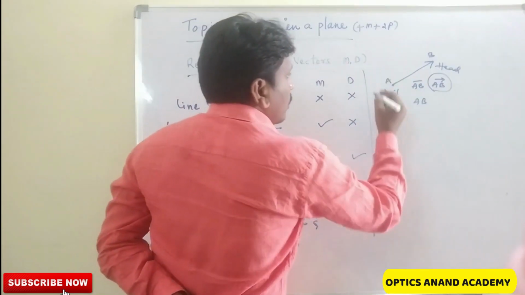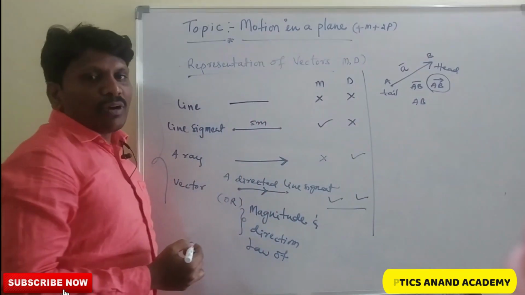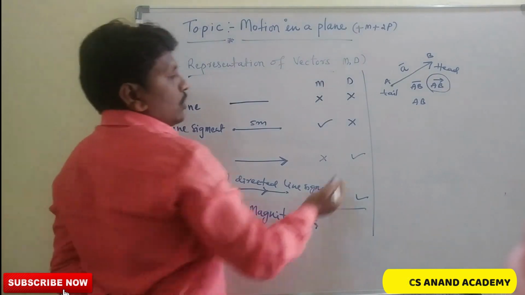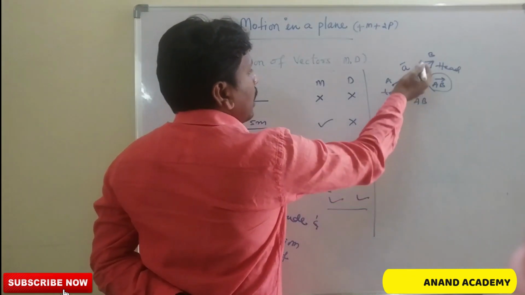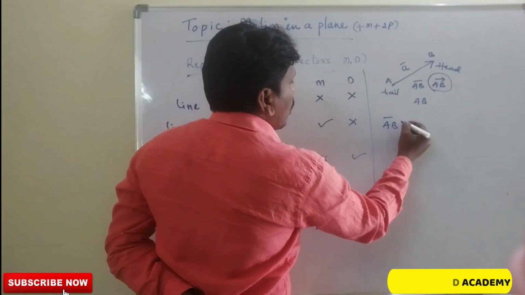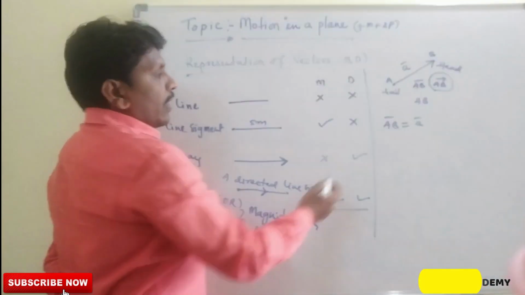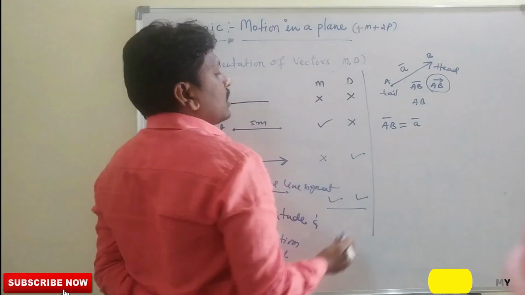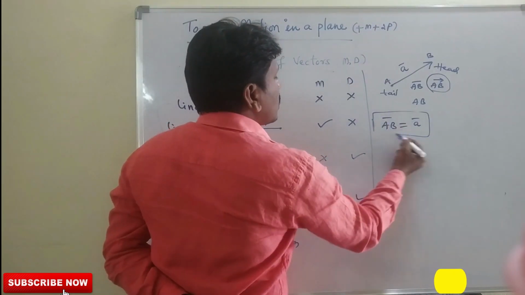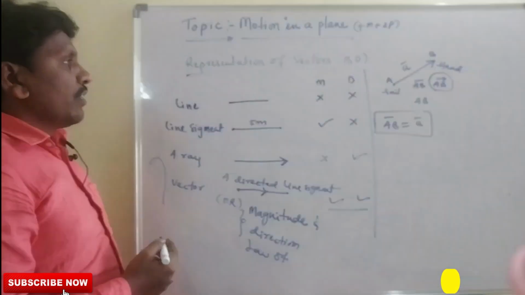So let us say small a bar is a vector. Instead of writing AB bar, I am just writing a bar, so we can simply say AB bar equals a bar. So a bar is a vector, AB bar is a vector. So this is the representation of vectors.